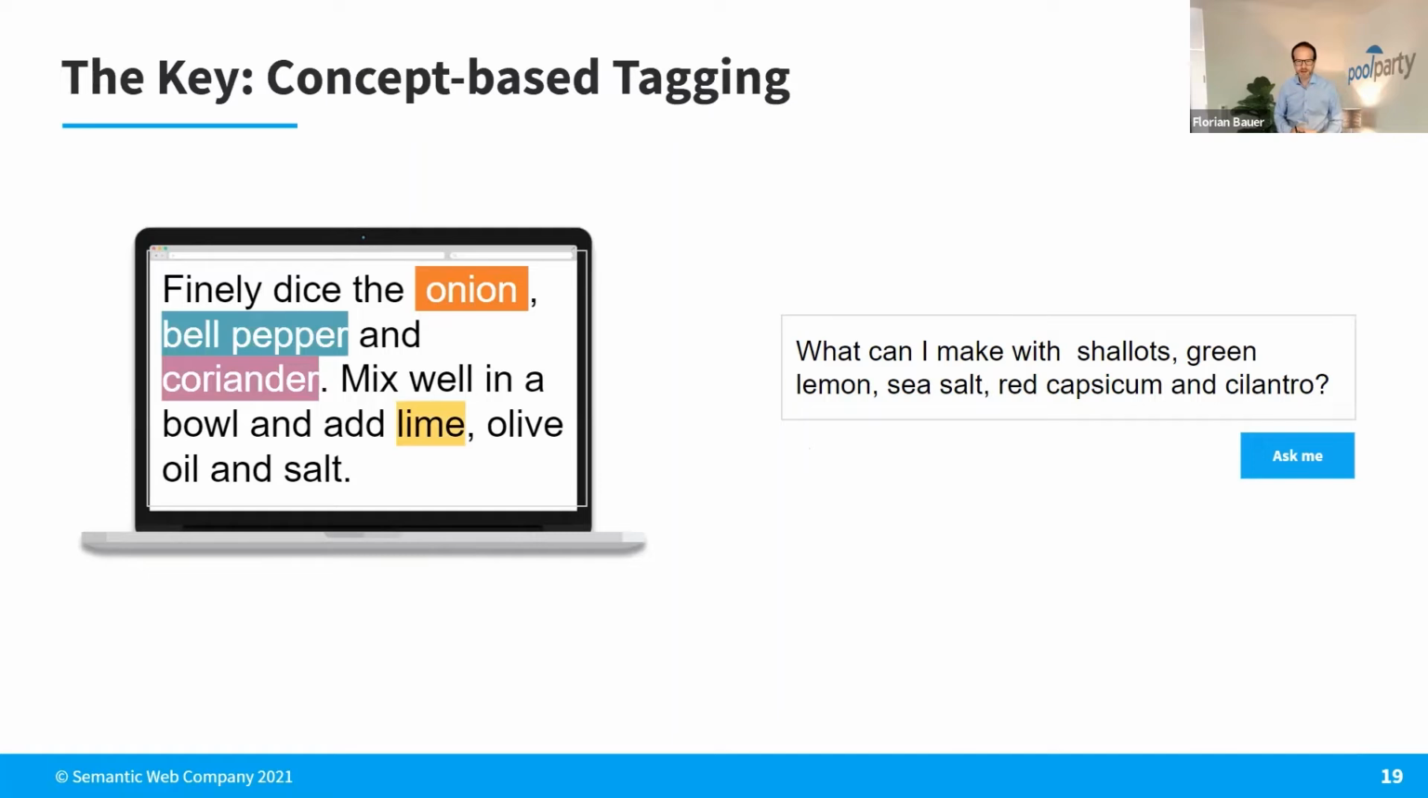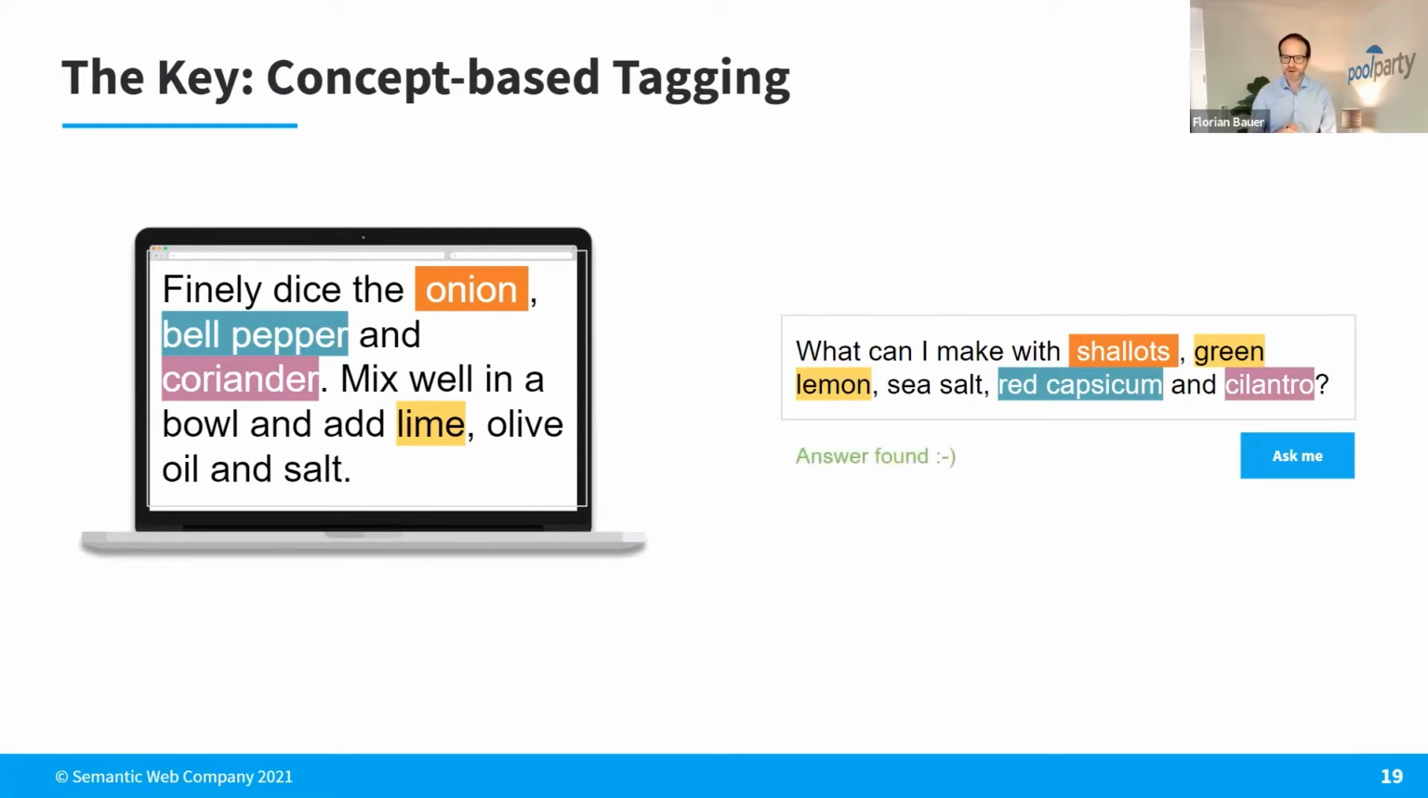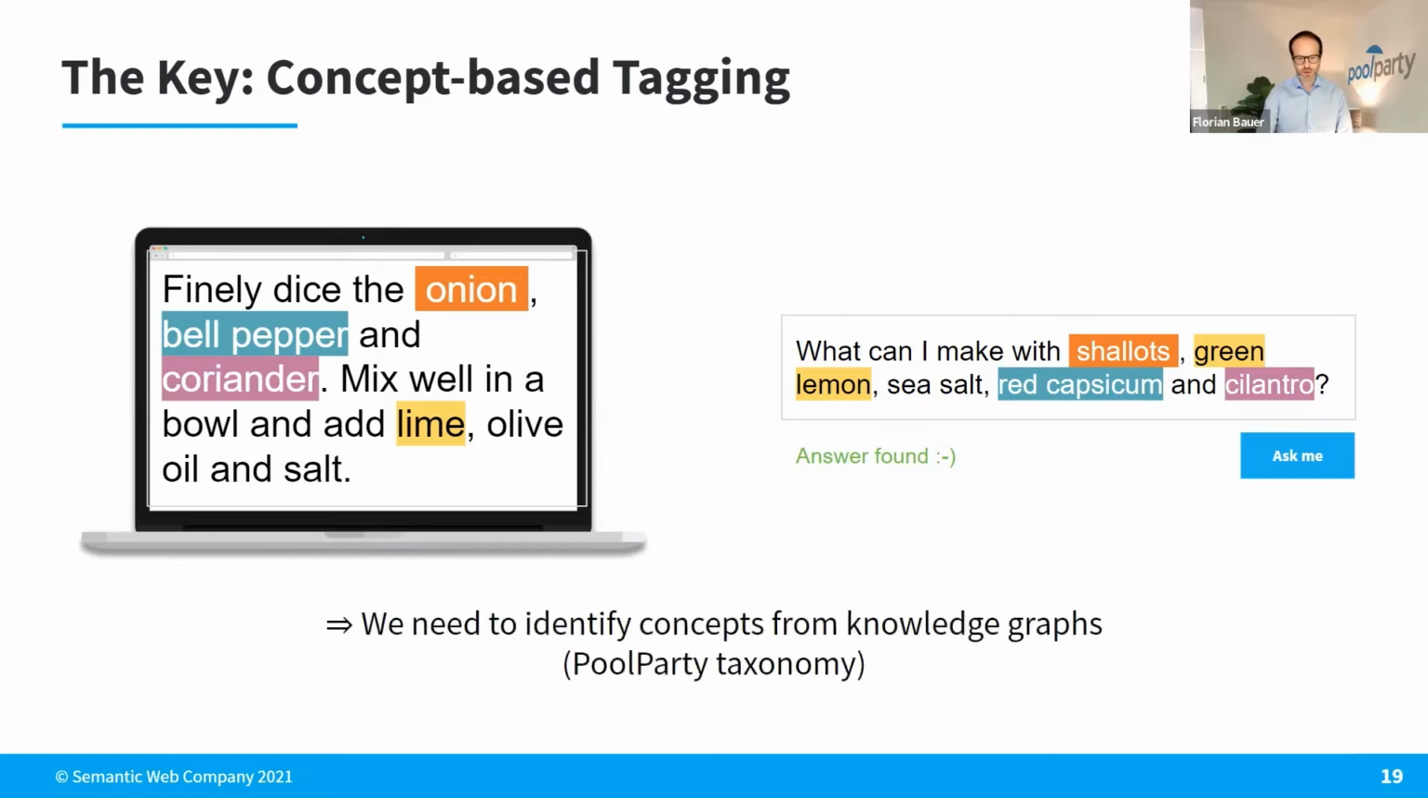So in the Semantic Content Hub, we will be able to solve this by applying that concept-based tagging to that recipe, as we have done before, and making the links between the things in the question and what is written in the recipe by using the concepts. So now we find an answer, because the system suddenly will be able to make the link between the shallot and the onion, the green lemon and the lime, the red capsicum and the bell pepper, and the cilantro and the coriander. Just to bring back to you what we have seen before, we need the concepts from the knowledge graph to be able to do that.